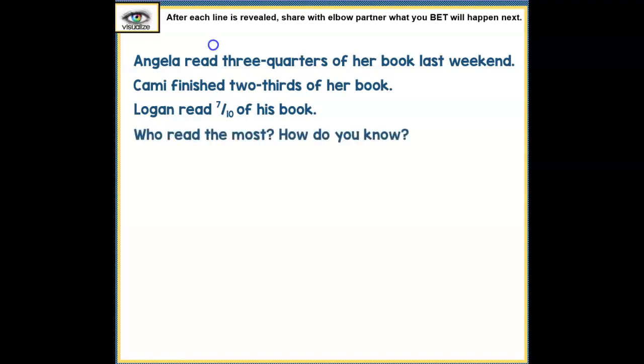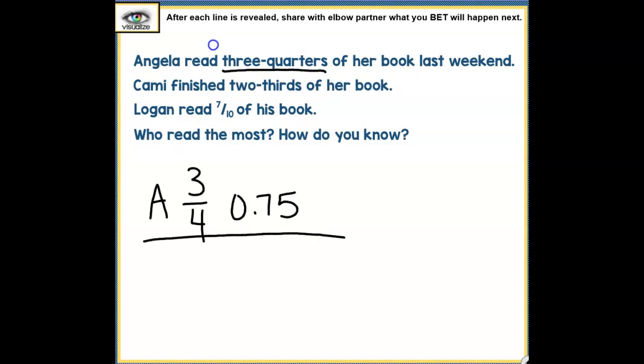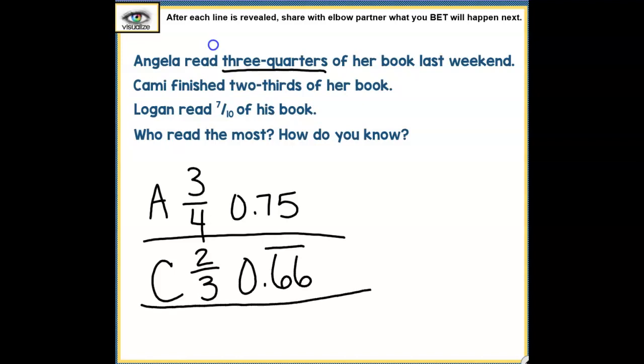The question I'm going to ask is, who read the most, and how do you know? Well, I know Angela read 3/4, so I'm going to write down Angela. I'm going to write down 3/4. I like to think of it as a decimal. It's easier to compare decimals, so I'm going to think of 0.75. So that's Angela. Next, Cammie, she read 2/3 of her book. So 2/3, the decimal form, is 1/3 is 0.333, 2/3 is 0.666. So now I know Cammie's value.